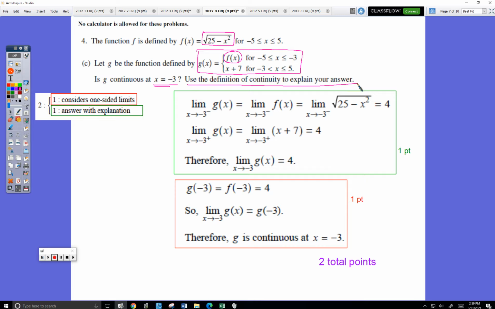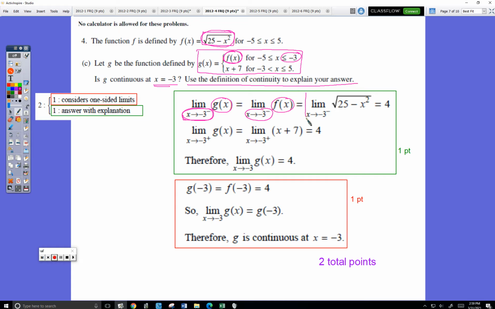So I have to find the limit of g as x approaches -3 from the left, which means if we're approaching -3 from the left, we're using this formula, which is this formula. That's why I wrote on my paper, find the limit as x approaches -3 from the left of g. It's the same thing as finding the limit as x approaches -3 from the left of f.